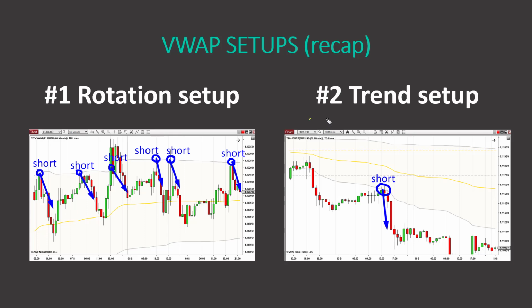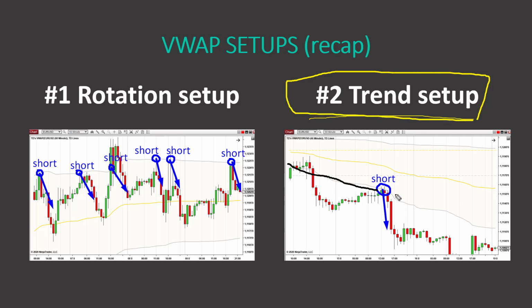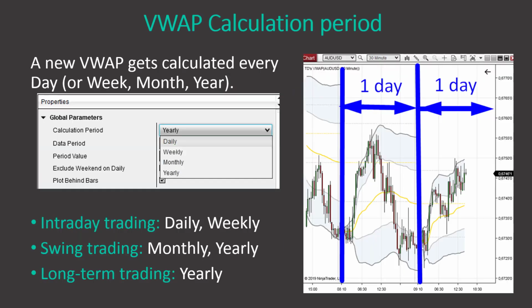Now, trend setup. You use this one when there's a trend. In this picture, there's a downtrend because the first deviation is moving downwards. What you are waiting for is a pullback. When the price touches the VWAP, you enter a trade, you enter a short in the direction of the overall trend. All right, so that's for the setups, but that's not all.